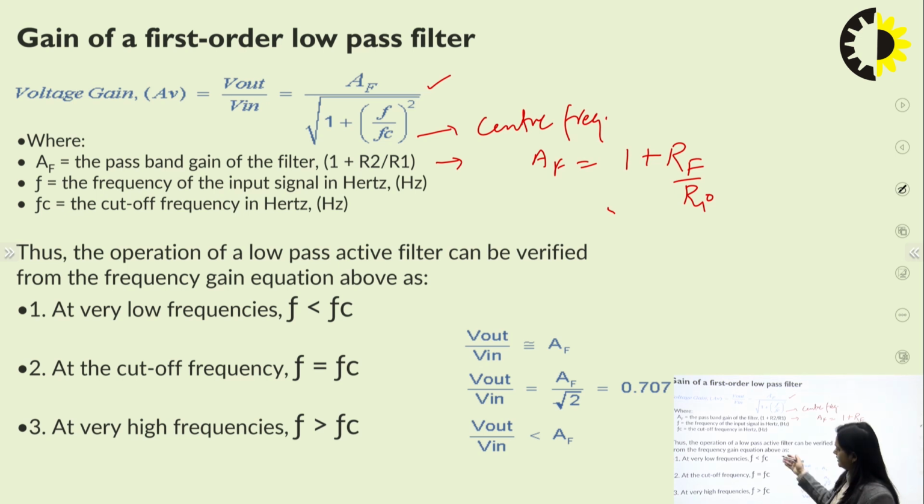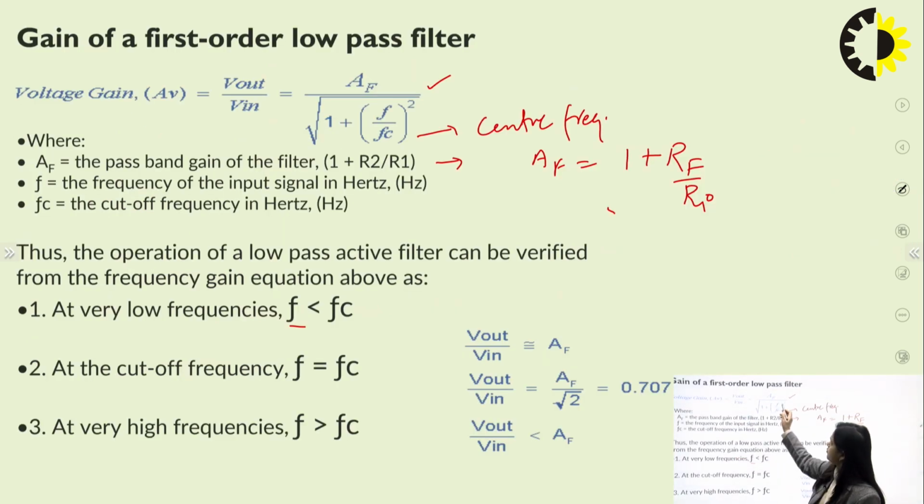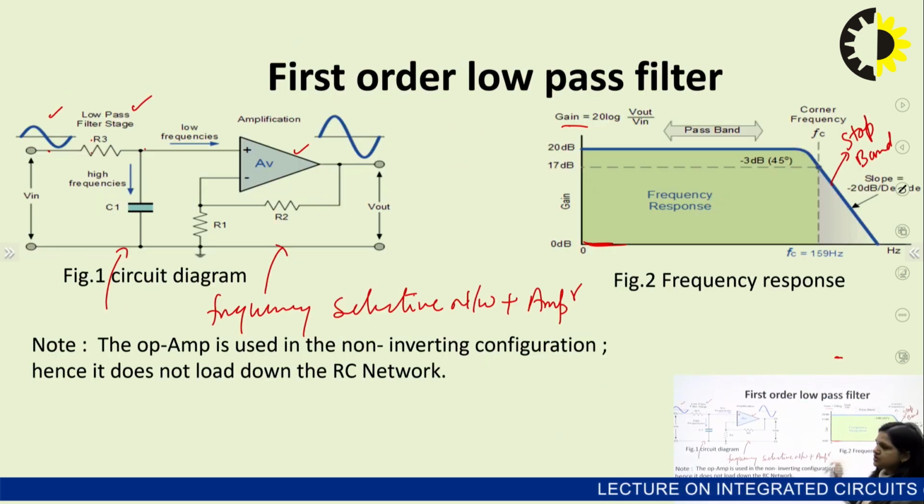We can define the response when F is very less. For this particular point, if you put F very much less than FC, then this term will become very small and this square root will become almost unity, and you can see that Vout upon Vin is nearly equal to AF. So this is case 1: Vout upon Vin, that is the gain, is equal to AF. From this diagram you can see that at low frequency the gain is equal to AF.